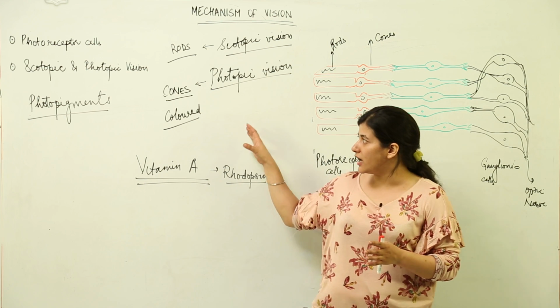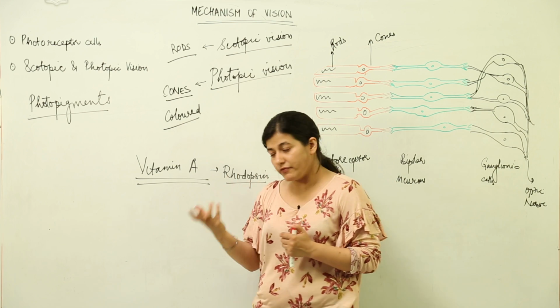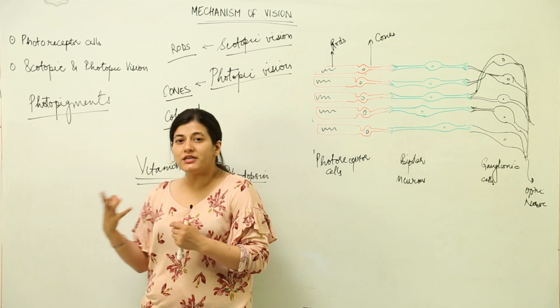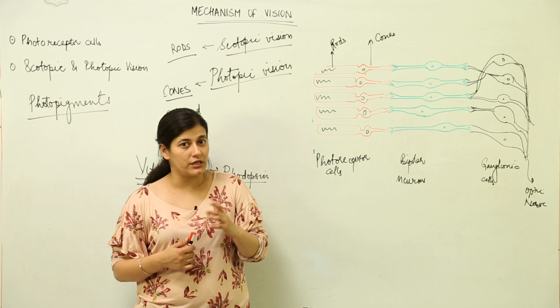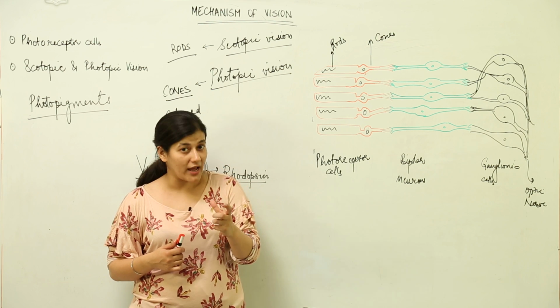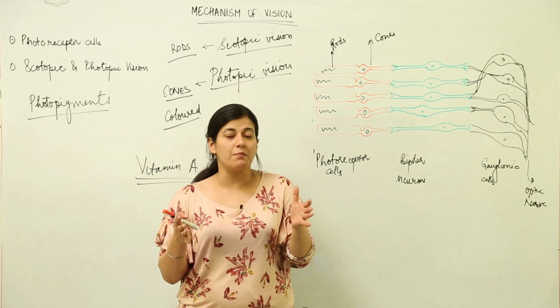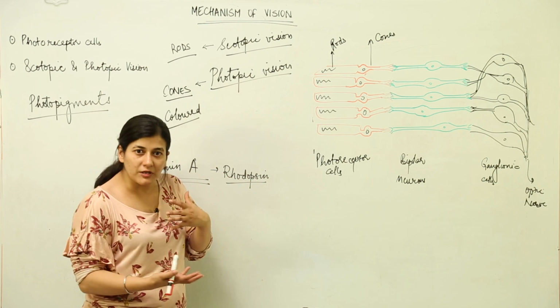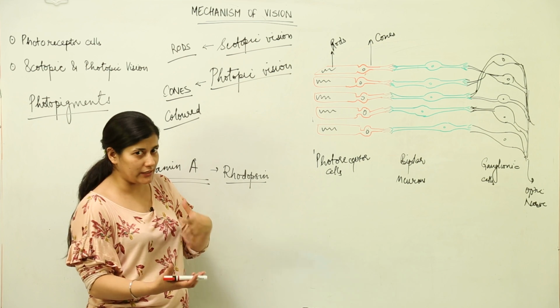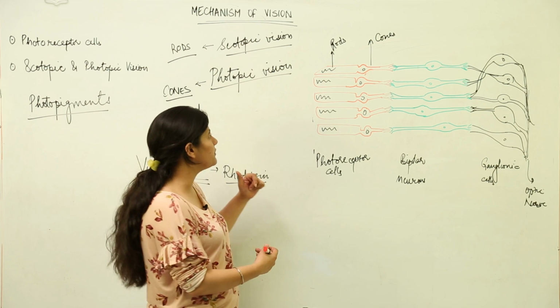So these cones are for resolution, a well resolved image, and we did discuss the point where maximum resolution of the image could be achieved. That was the fovea centralis in the macula lutea, where maximum cones were present. The more the number of cones, the more the perception of light and the clearer the image.